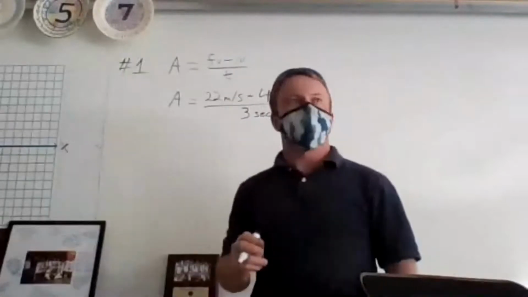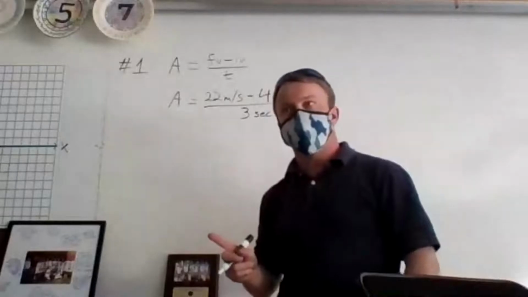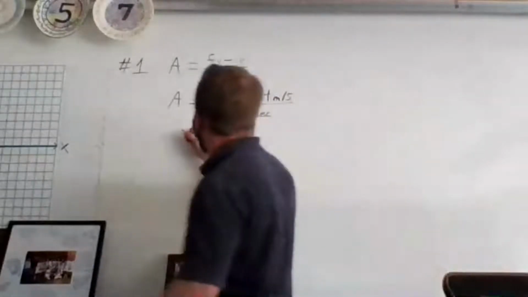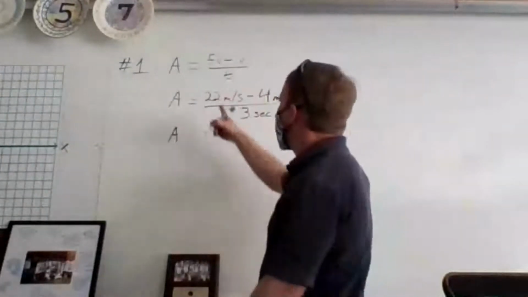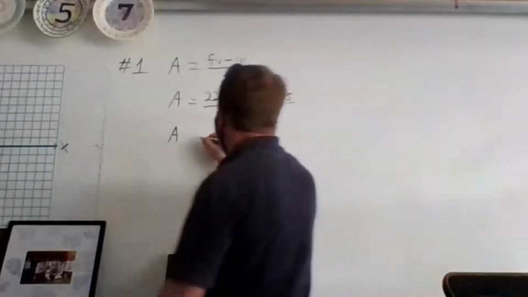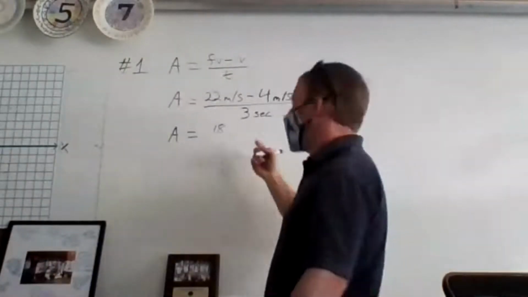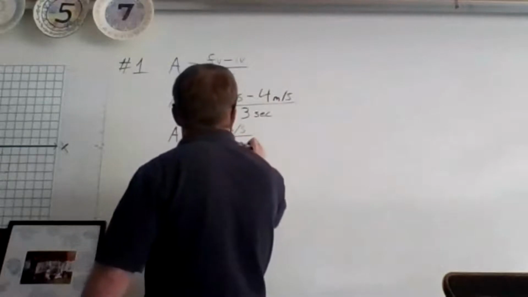Okay. So we have it set up. Can we solve? We can make another step to solve it, okay? So the next thing we do, we start doing the basic math. What's 22 subtract 4? 18, very good. 18 what? Meters per second. There we go. You guys are great. Over 3 seconds.